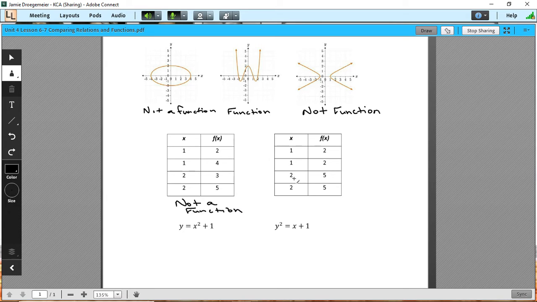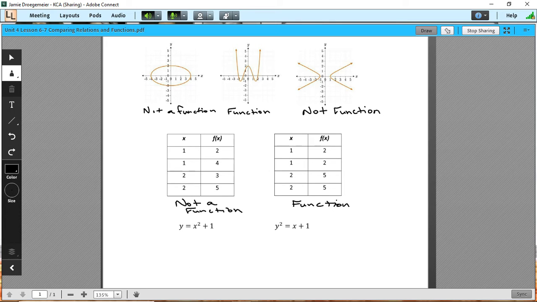With our second table, now I do have inputs that repeat. When x is 1, they've listed that twice here, but notice the output is 2 both times. So it's still just one output for that input of 1. And the same with 2, an output of 5 both times. So even though they've listed the inputs more than once, it still has exactly one output that goes with that input. And so that tells me that this would be considered a function.